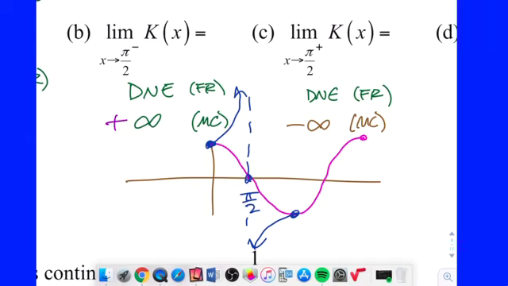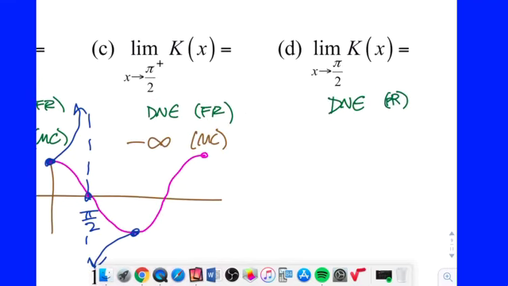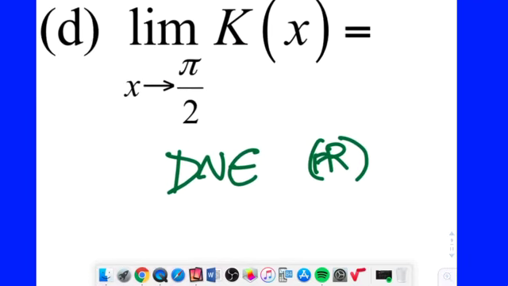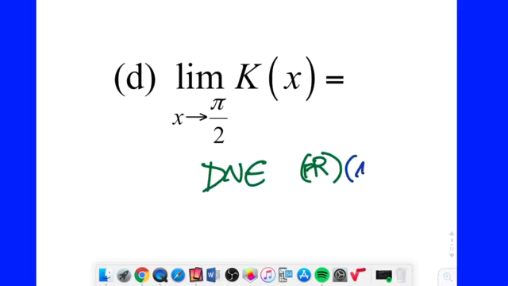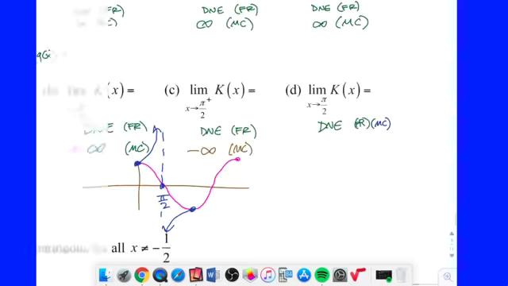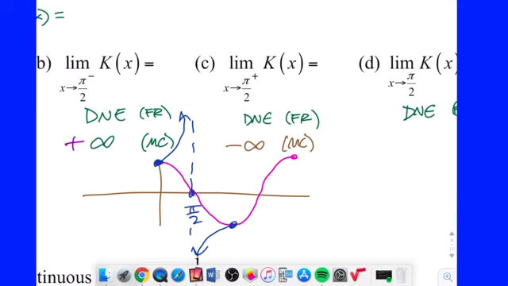Yep, that's cool. So what now can be said about the general limit at pi halves? D and E. That would also be the multiple choice answer. Why? Because it's two different types of infinity on either side. Okay, so that's how you handle vertical asymptotes. Non-removable infinite discontinuities.